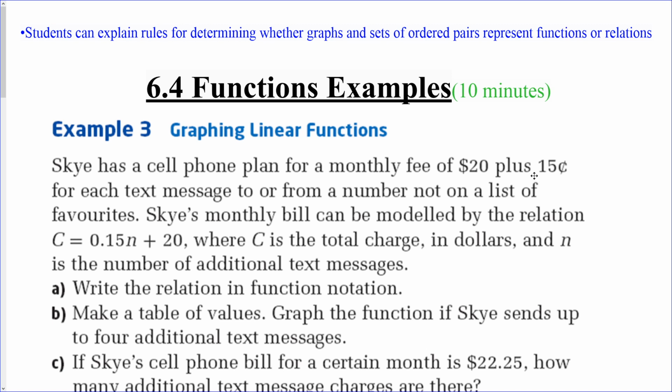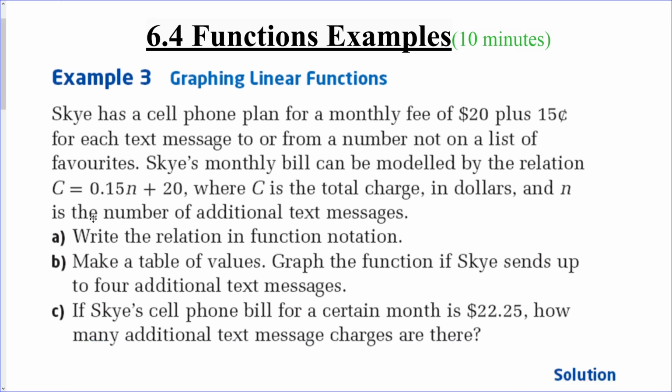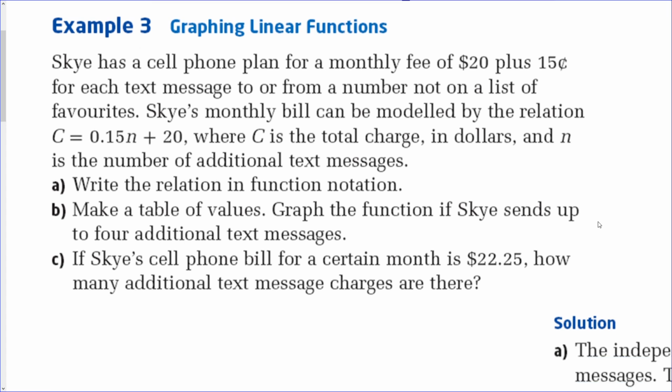It was horrible. Anyway, Sky's monthly bill can be modeled by the relation C is equal to 0.15n plus 20, where C is the total charge in dollars and n is the number of additional text messages. A, write the relation in function notation. B, make a table of values. Graph the function if Sky sends up to 4 additional text messages. C, if Sky's cell phone bill for a certain month is $22.25, how many additional text message charges are there?